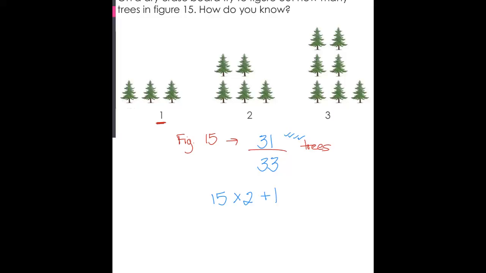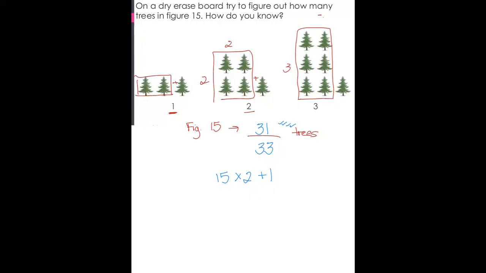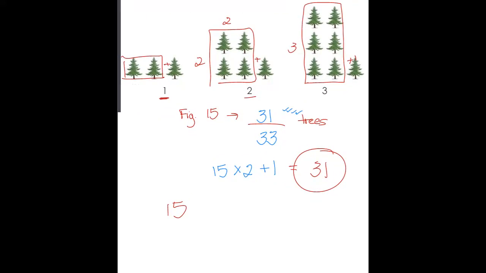So figure 1, you're saying, is 1 times 2 plus 1 kind of thing? Okay. Figure 2 is 2 times 2 plus 1. Figure 3 is 3 times 2 plus 1. So figure 15 should be 15 times 2 plus 1, which is 31. That seems pretty good.